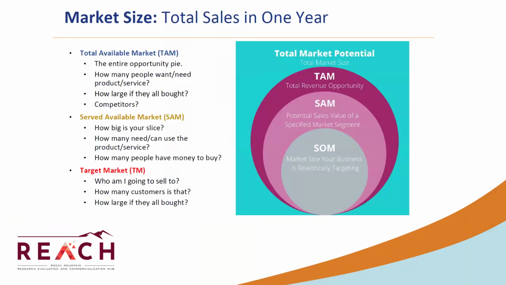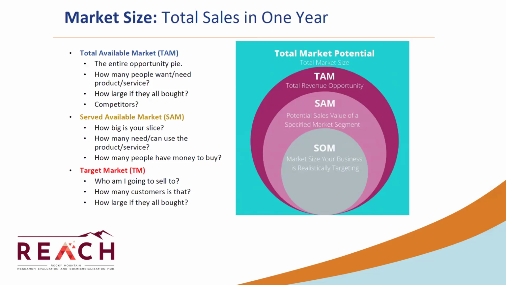And here's just a quick example of market potential. You start out with your total available market, or your TAM, which is your total revenue opportunity for your innovation. You want to find out how many people want or need this solution, how large of a market there is if they all bought your solution, and who the competitors are that are doing the same thing. Then you move on to the served available market, or the SAM, which is your potential sales value of the specified market segment.